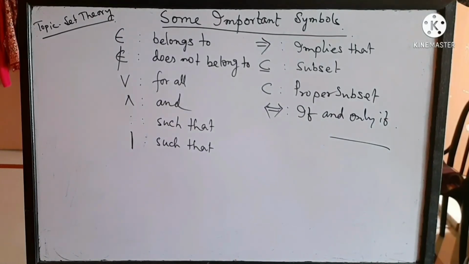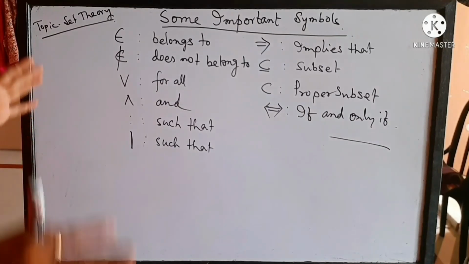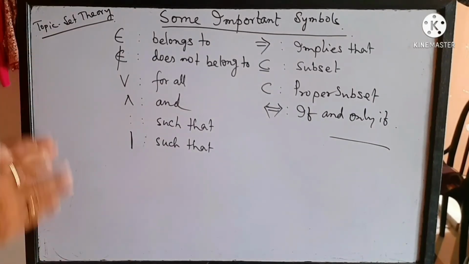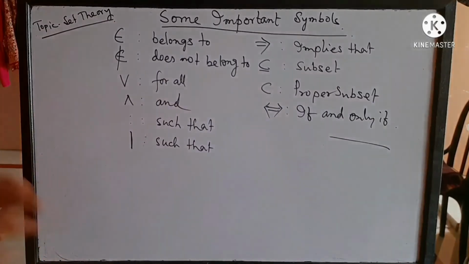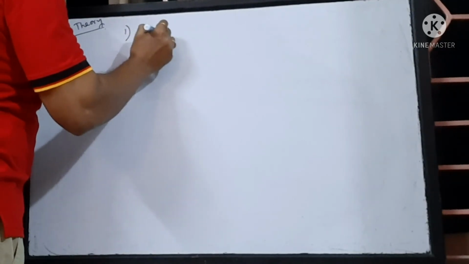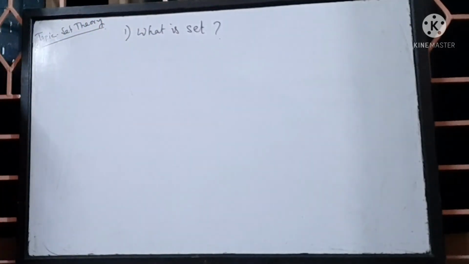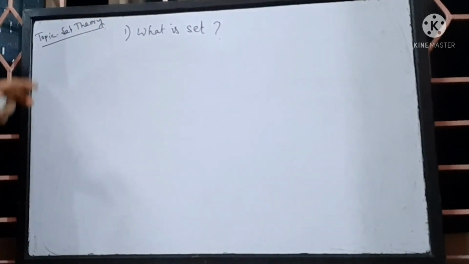So these are the elementary symbols we will use in starting. After that, we will discuss the other symbols at the time of chapter discussion. For set theory, we first have to know what is a set. What is a set? This is our first question. We have to know what is a set. We cannot define a set.